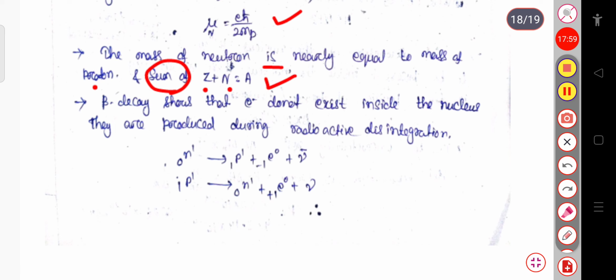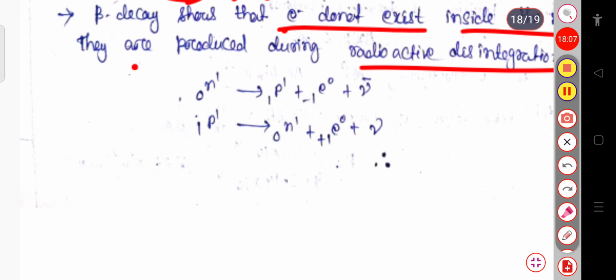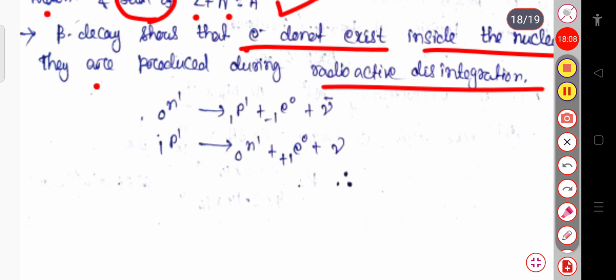And the next is beta decay. It shows that electrons do not exist inside the nucleus. They are produced during the radioactive disintegration. Now you can see that if the neutron disintegrates, then you get a proton plus an electron and an antineutrino. This ν-bar is your antineutrino, which is an antiparticle.